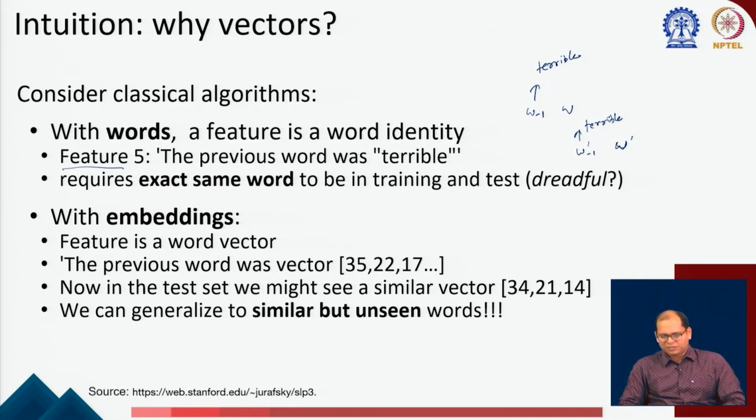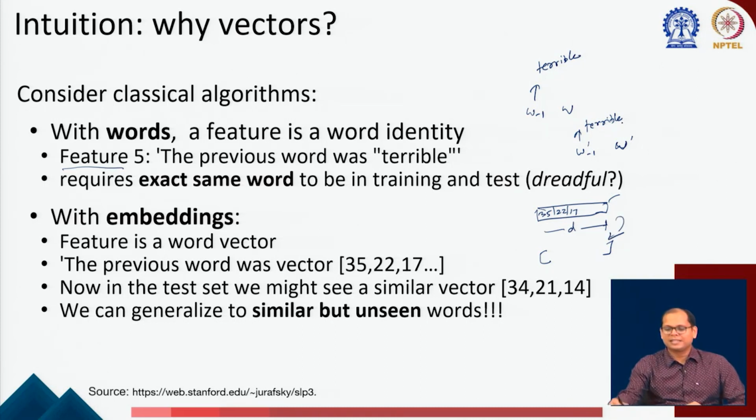Now, what would happen with vectors? We will not encode the word directly, we will not match the word directly. Instead, I will say the previous word, so this whole dimension, this is the embedding dimension, is terrible. So, I will encode the embedding of terrible. I will have a vector like 35, 22, 17. These are some dimensions of my feature vector. Now, even if a similar word occurs instead of this, it would have a very similar vector. Even if you have learned for this, it would be applicable even for a similar vector. Whatever you have learned for this will be applicable to a similar vector.